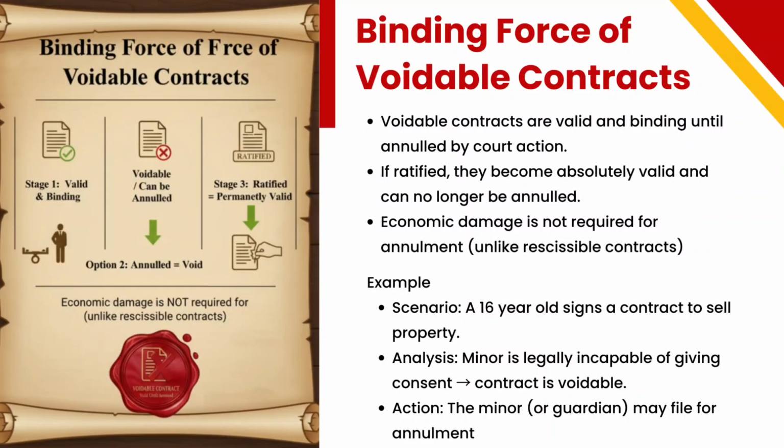They are valid and binding between the parties, unless annulled by a proper action in court by the injured party. Once ratified, they become absolutely valid and can no longer be annulled. See comments under Articles 1327, 1328, 1330. Note that the existence of economic damage is not essential for their annulment, as in the case of rescissible contracts. The contract is void, not merely voidable, if it is a contract of marriage.